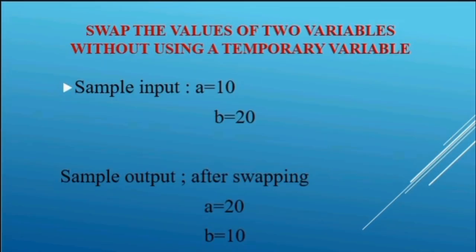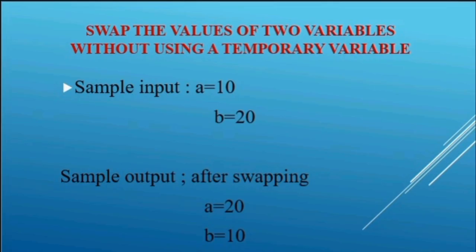Let's move to another question. Swap the values of two variables without using a temporary variable. First, let's understand the question very clearly. Swap the values of two variables. You can see the sample input: a equals 10, b equals 20.